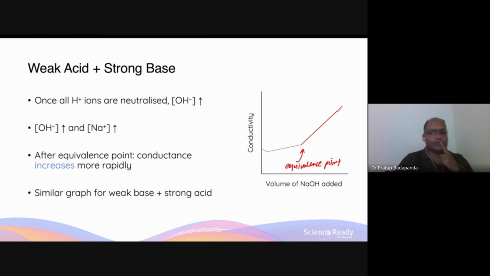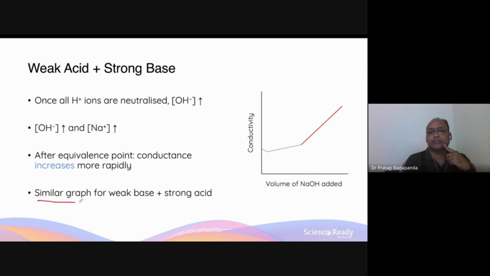After the equivalence point, any further addition of sodium hydroxide will then increase the hydroxide concentration as well as the sodium concentration. This will result in an increase in conductivity at a much faster rate compared to before, because hydroxide ions, being the more conductive ion, are now increasing in concentration as well. So the equivalence point of a weak acid and strong base titration can be identified by looking for this change in the rate of increase in conductivity in the titration graph.